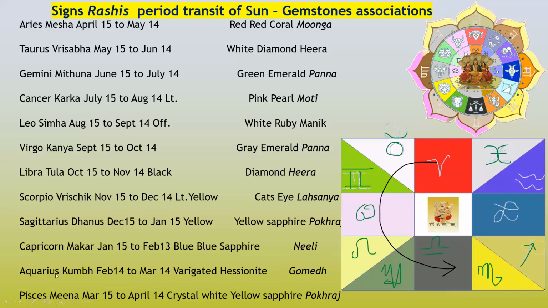Aquarius is Kumbha, and Hessonite is the stone, which is called Gomed, and its colors are variegated. So anywhere from bright, psychedelic, shiny purples and huge hues of blues and purples and blacks, all of that will come under Aquarius.